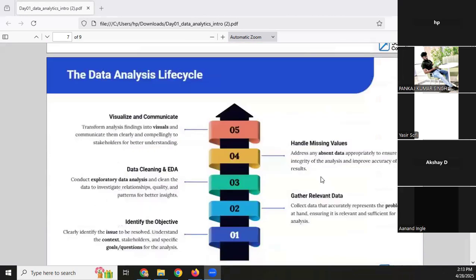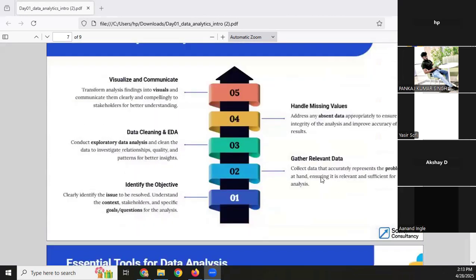So now comes the data analytics life cycle. In the life cycle of the data analyst, you can clearly see that first he is going to identify the objective: what is the issue, how I can resolve it, what is the context, and what are the needs and goals of the stakeholders.